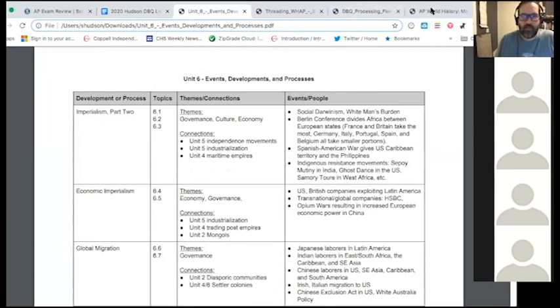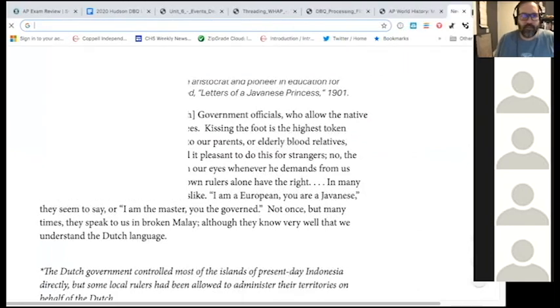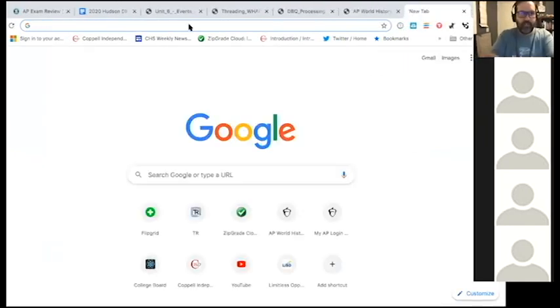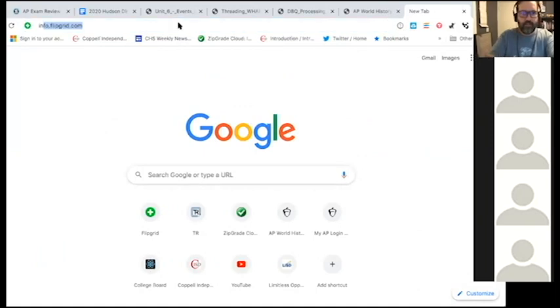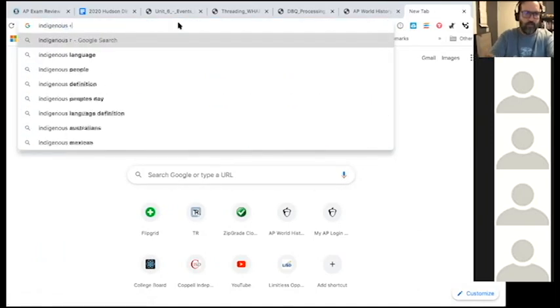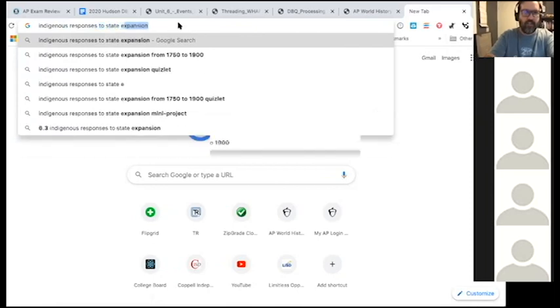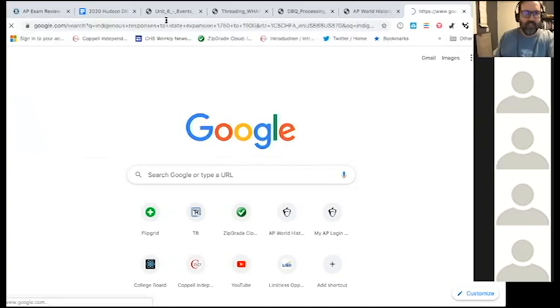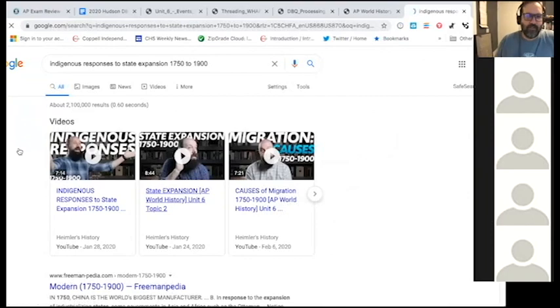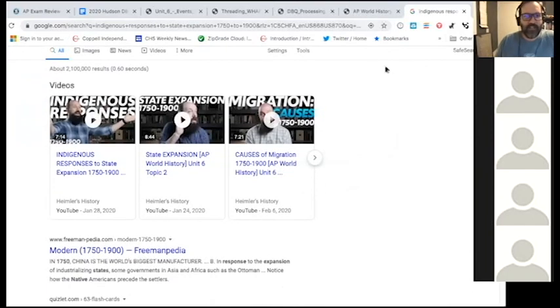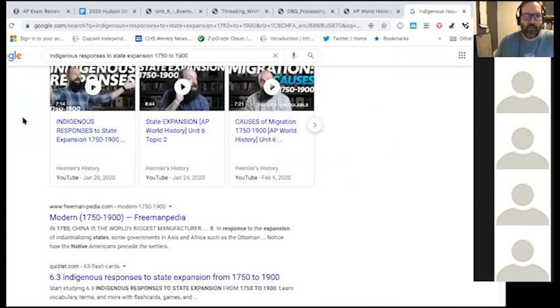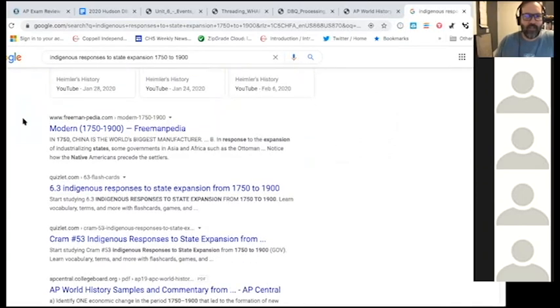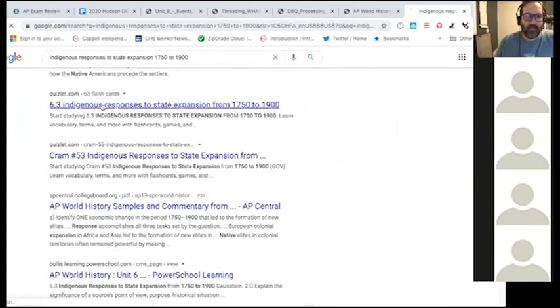I don't want to put indigenous here. Let's do this. Here's the great Google experiment. Let's see. Indigenous responses to state expansion. Look at how many people have already Googled this, probably because they were practicing the prompt. Oh, look, it's Heimler shouting at people. Why does he always look really, I don't know, I don't want to say angry. He just looks very emotional in every thumbnail. Okay, so maybe this gets me to this Quizlet, okay?